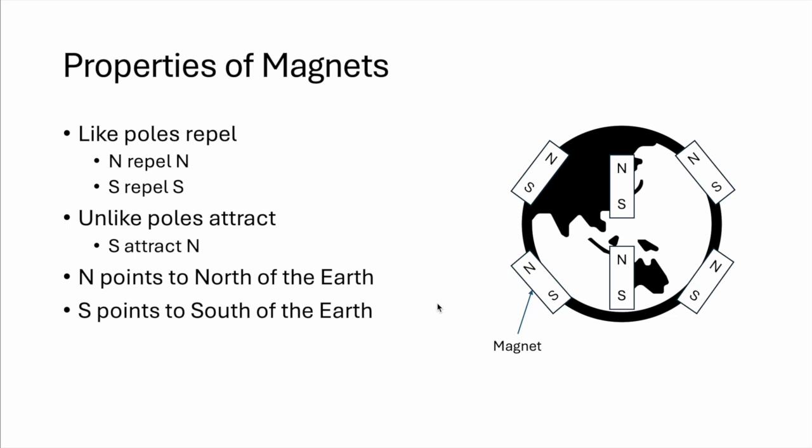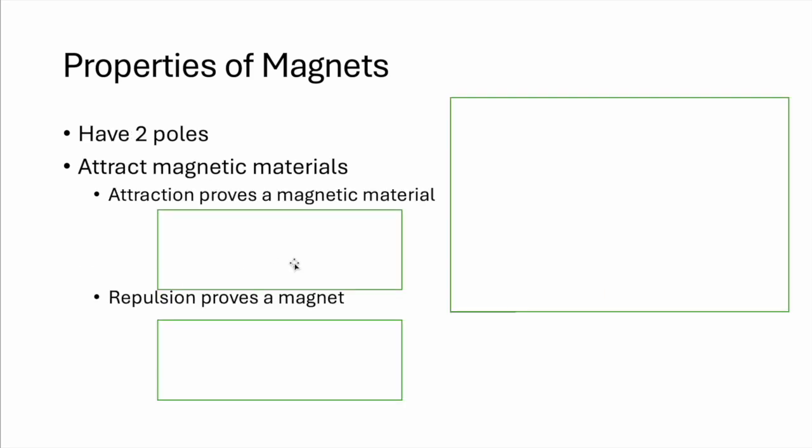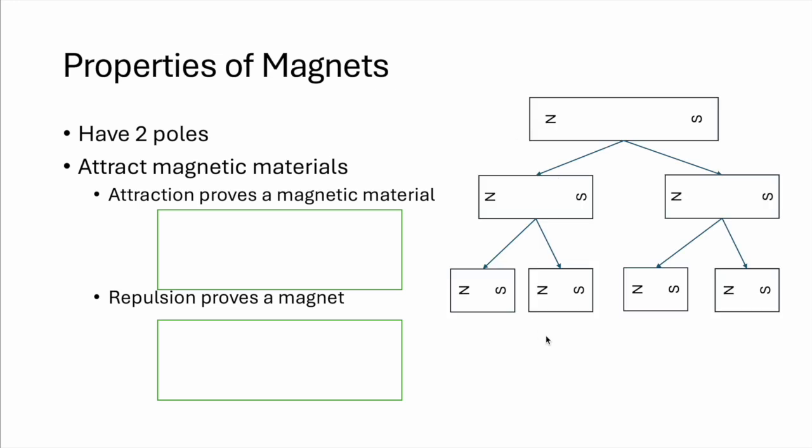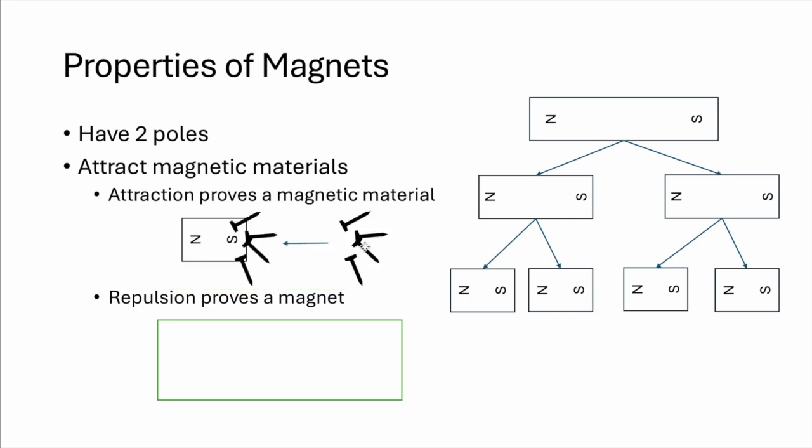Very basic stuff, properties of magnets, like poles will repel and unlike poles will attract. If you freely suspend a magnet, it will point its north pole towards the north pole of the Earth. That's why the notation on the magnet is that the north pole of the magnet will face the north pole of the Earth. And magnets always have two poles. So if you take one piece of magnet and you split it up into smaller pieces, each of these smaller pieces will also have their two poles. And as a magnet, it will attract magnetic materials.